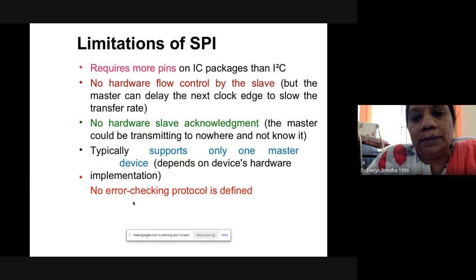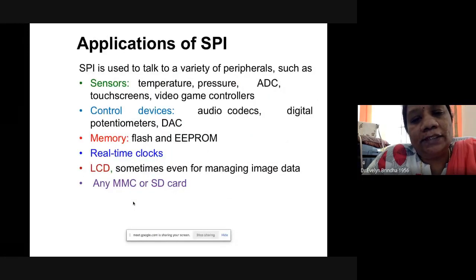Okay, ma? That is a limitation. What are the applications of SPI? Varied applications. Okay, it has got a variety of applications. Number one, very easily you can connect sensors. It can be any type of sensors: temperature sensor, pressure sensor, ADC, DAC, touchscreen, video game controller, anything can be connected very, very easily using SPI.